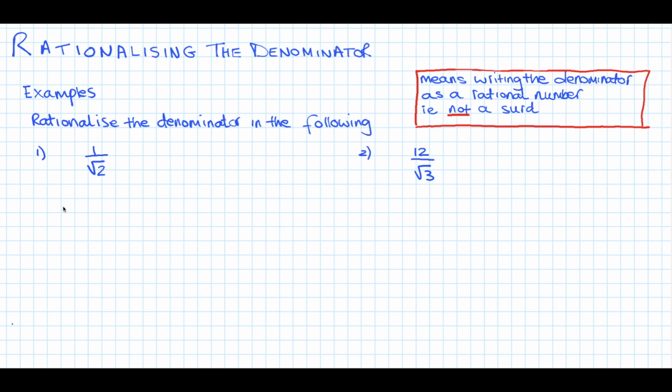So if we start with 1 over root 2, and we're asked to rationalise the denominator, root 2 is what we have as a denominator, and that is a surd. So that denominator has an irrational number and we want to rationalise it. Now, how do we do that?